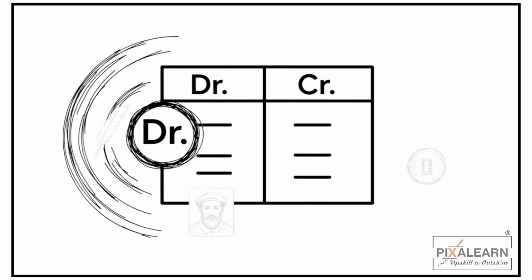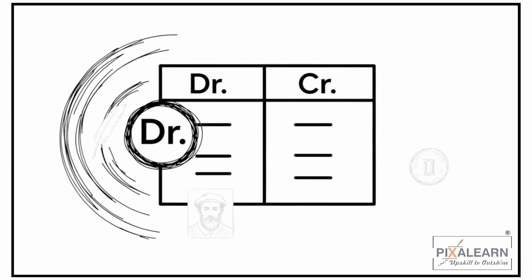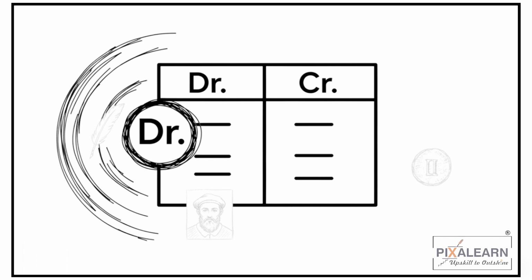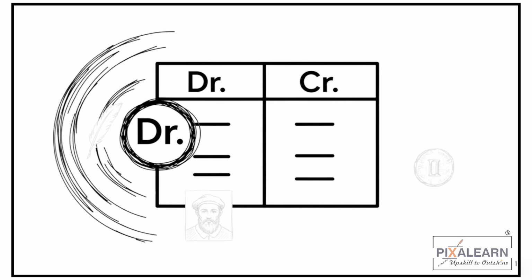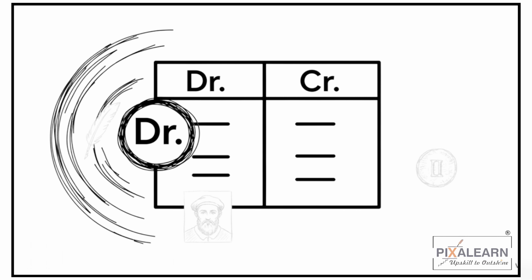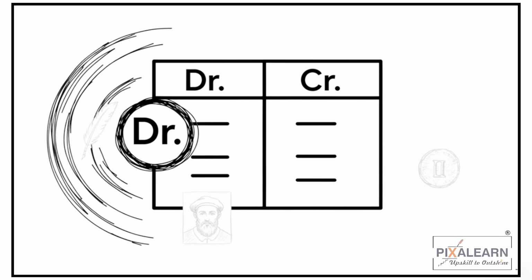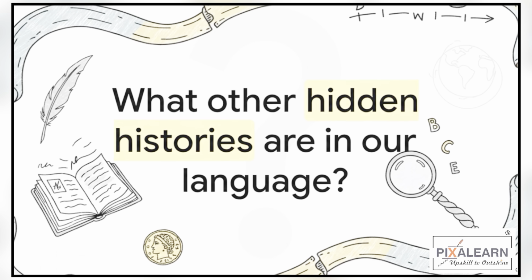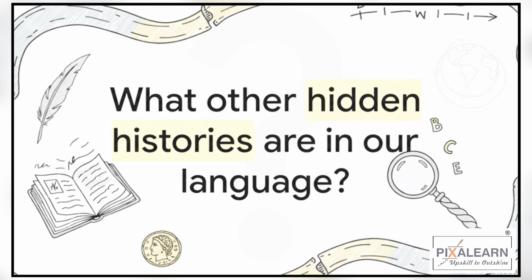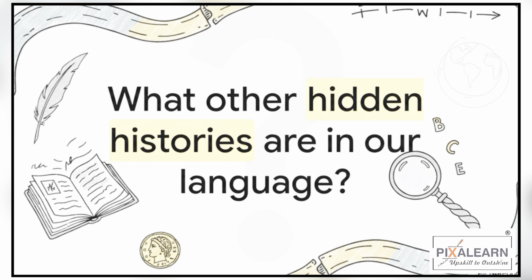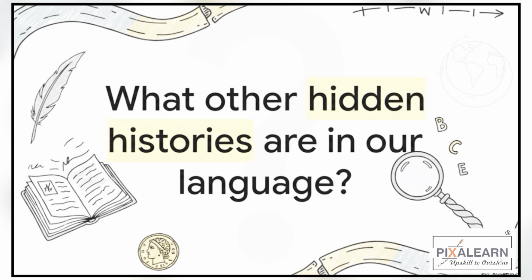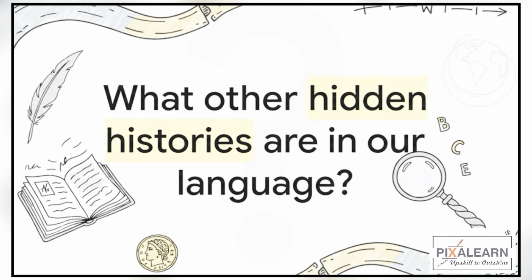So from now on, when you see DR on a ledger, you'll know exactly what you're looking at. It's not a mistake. It's a little echo from the 15th century, reminding you that our modern world of business is absolutely packed with hidden history. And that really makes you wonder, doesn't it? If a simple two-letter abbreviation can hold a 500-year-old story, what other incredible secrets are just hiding in the words we use every single day?